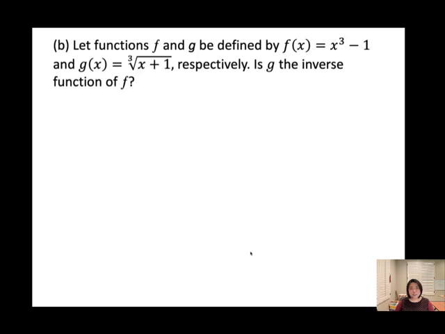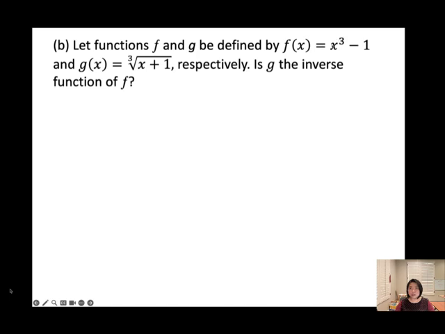B. Let functions f and g be defined by f of x equal to x squared minus 1, and g of x equal to the cube root of x plus 1. Is g the inverse function of f? Okay, first, let's check if the f function is a one-to-one function.